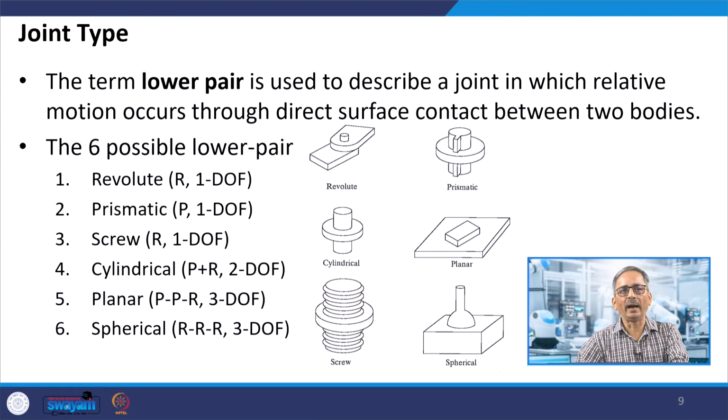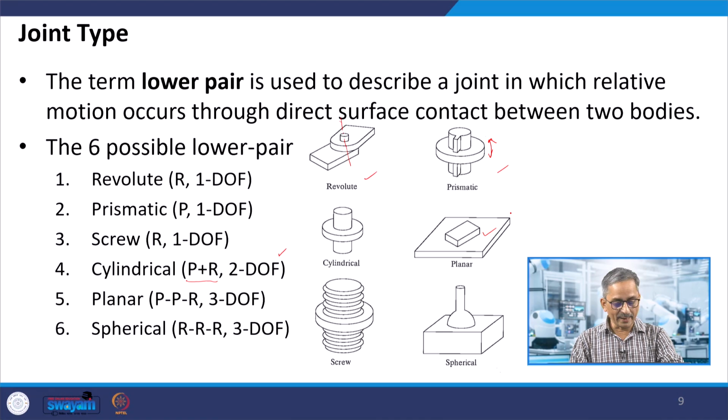Let us look at the various types of joints. Two I have already talked about, that is the revolute and prismatic joint here. In the case of revolute, you have a rotary motion about a fixed axis. In the case of prismatic, you have a translatory motion along an axis. Similarly, we have cylindrical joints. In the case of cylindrical joints, basically we have both prismatic as well as rotary motion possible. So, it has 2 degrees of freedom.